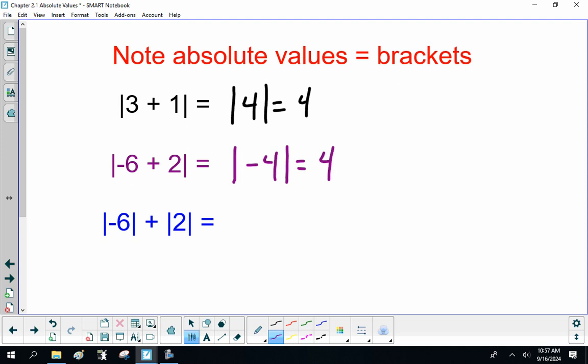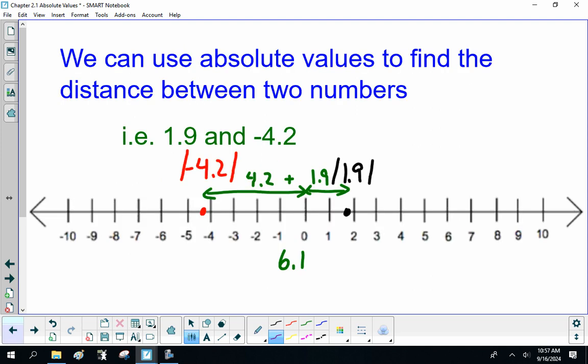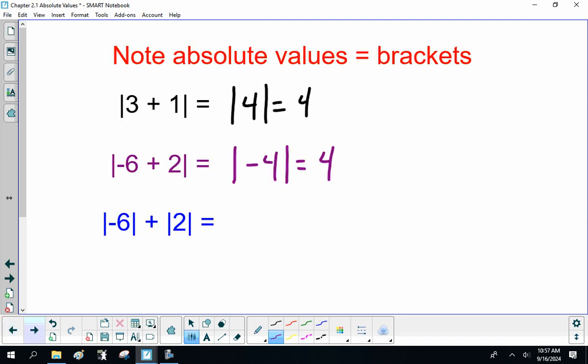Now, this third one is similar to the question we just did back here. This is the absolute value of minus 6 plus the absolute value of 2. That would be, well, the absolute value of 6 is 6. The absolute value of 2 is 2, for a total of 8. Okay? Now, so far so good?